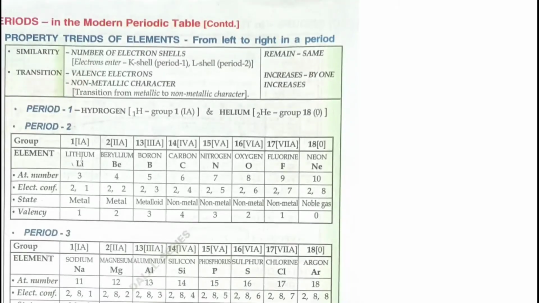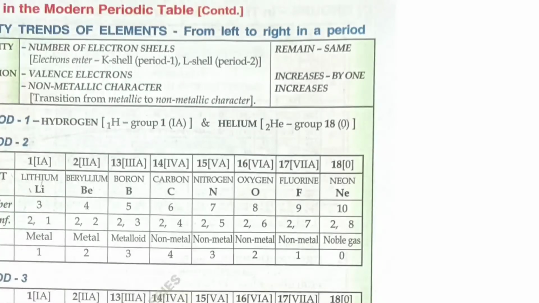Next again we'll see period in more detail. Property trends of elements from left to right in a period. Similarity: number of electron shells. So electron shells remain fixed in a period. So if we consider lithium and beryllium, lithium is having atomic number 3 and beryllium is having atomic number 4. So lithium's electronic configuration is 2, 1, means the last electron is present in the second shell.